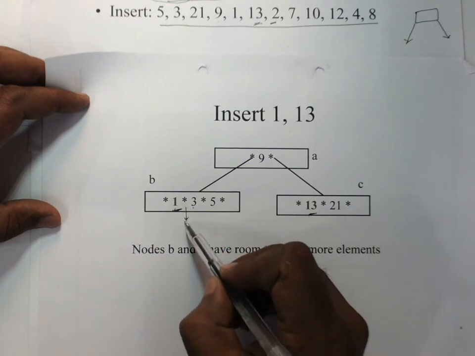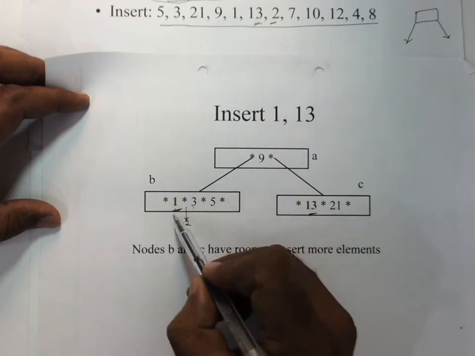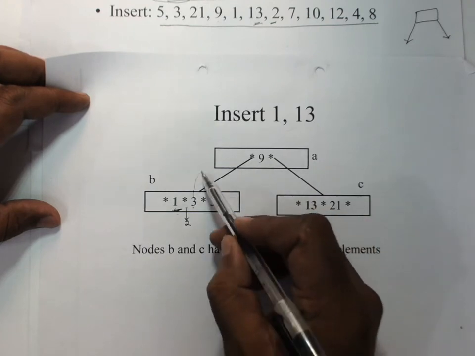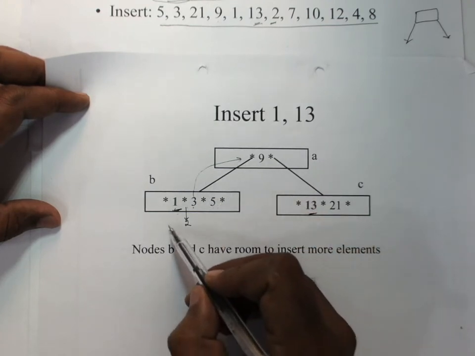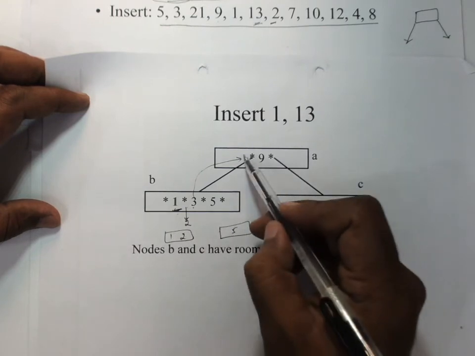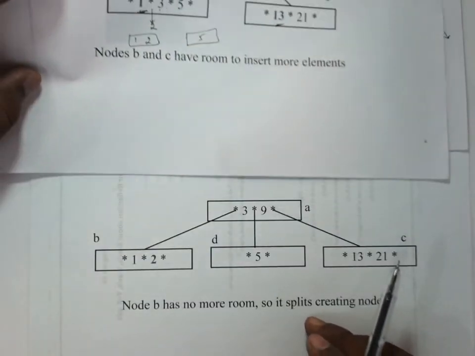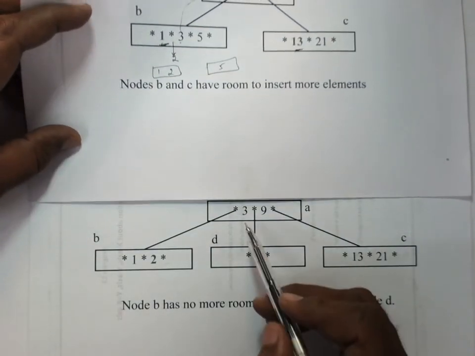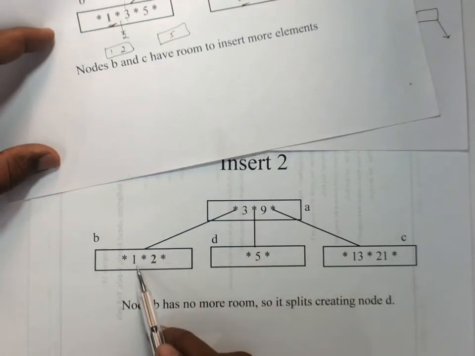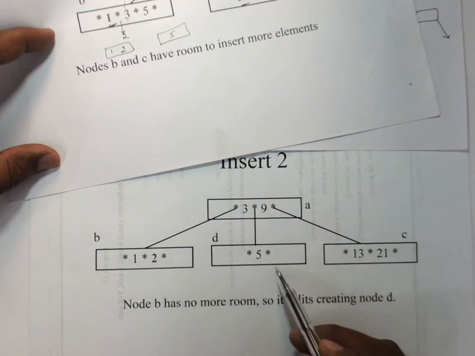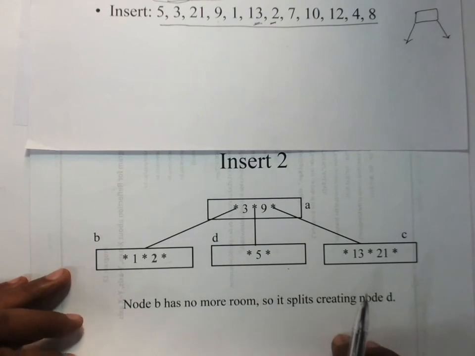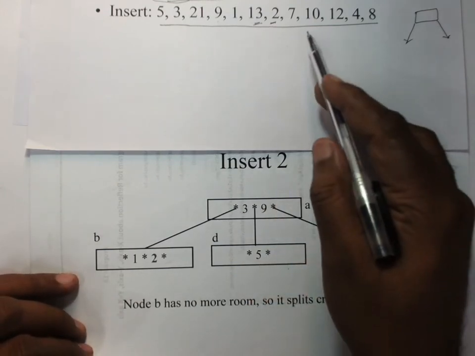So 2 is simply added over here, and we find the median, and one node is promoted. So 3 is promoted above, and the node becomes 1, 2 and 5, and 3 is inserted. You can simply say it like that. Clear? 3 is promoted over here and we move to the left side, and one node is split. Clear?